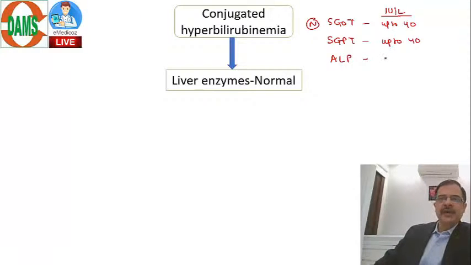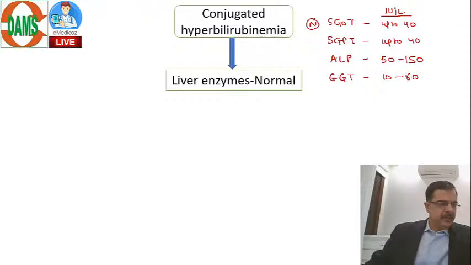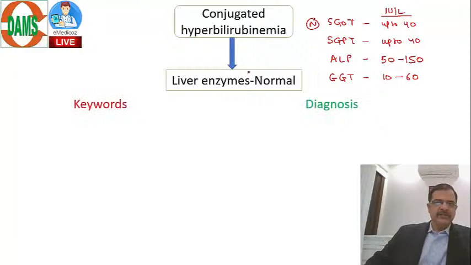While for ALP, that is an obstructive enzyme, we will take a round figure, and the round figure I will take is 50 to 150. Then gamma GT, gamma glutamyl transpeptidase or transferase, you can call this either transferase or transpeptidase. The value is 10 to 60 international units per liter. Now coming to the liver enzymes are normal. Then according to the keywords, let's make a diagnosis.